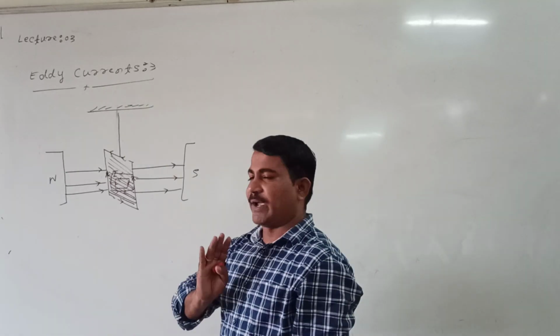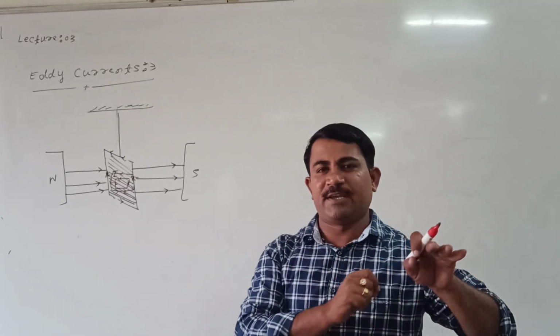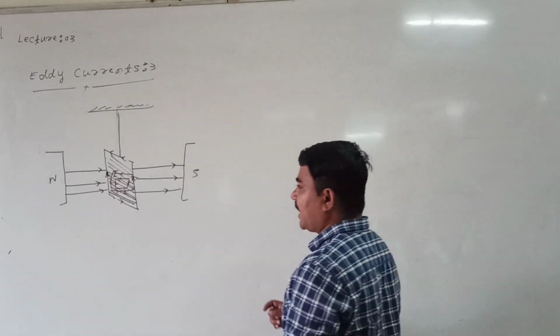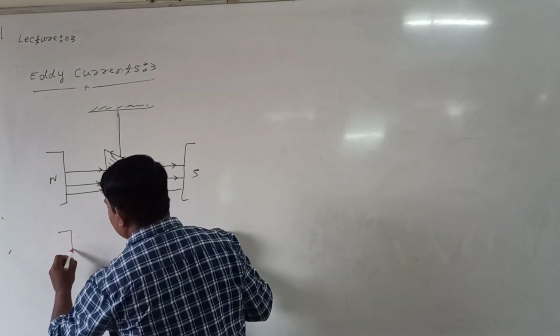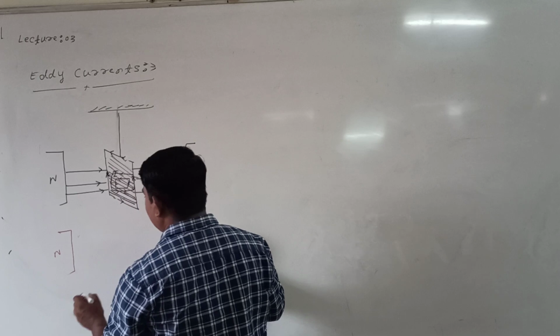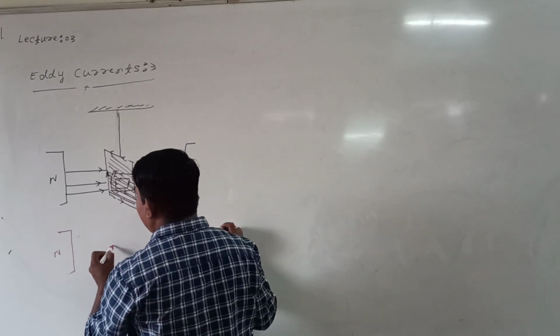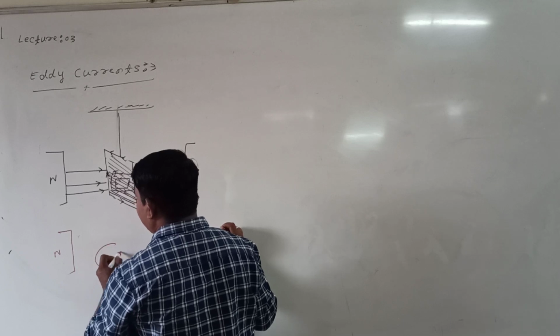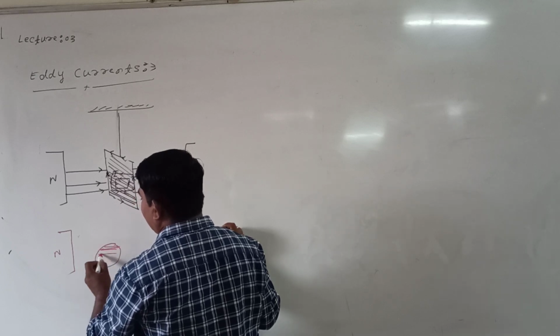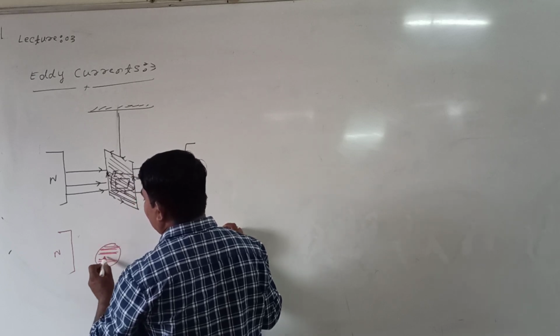So let it be this coil. Now I can take one more situation. Again, this is a magnet, say north pole, and this is south pole. Instead of this coil, I can take a solid sphere. Simply, this is a solid sphere.